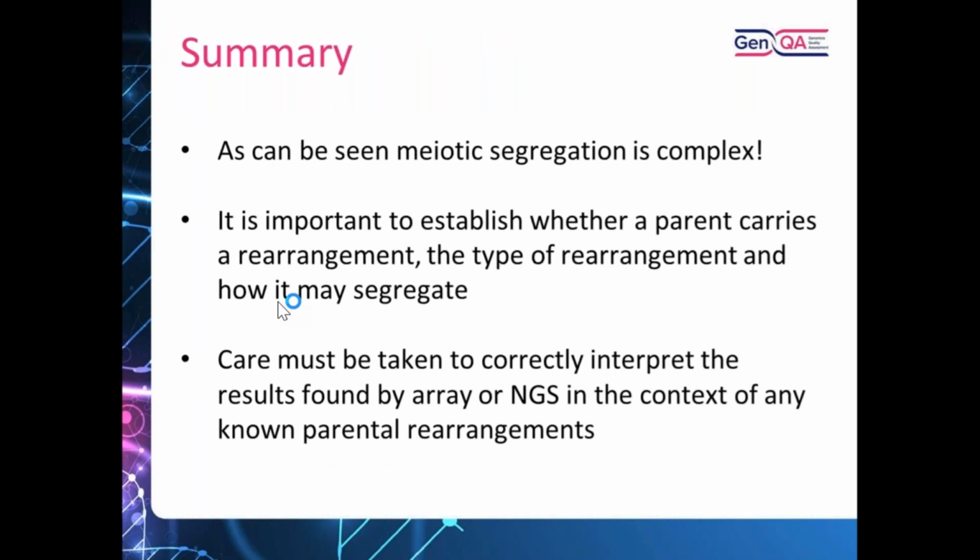So in summary, it can be seen, meiotic segregation is complex, not so much for the balanced reciprocal translocations, but certainly for some of the other rearrangements, it gets very complex. It is important to establish whether a parent carries a rearrangement, the type of the rearrangement, and how it may segregate. And care must be taken to correctly interpret the results found by array or NGS in the context of any known parental rearrangements. So when you're doing array or NGS, make sure that you can work out which of the products is being produced and what the implications of that is.